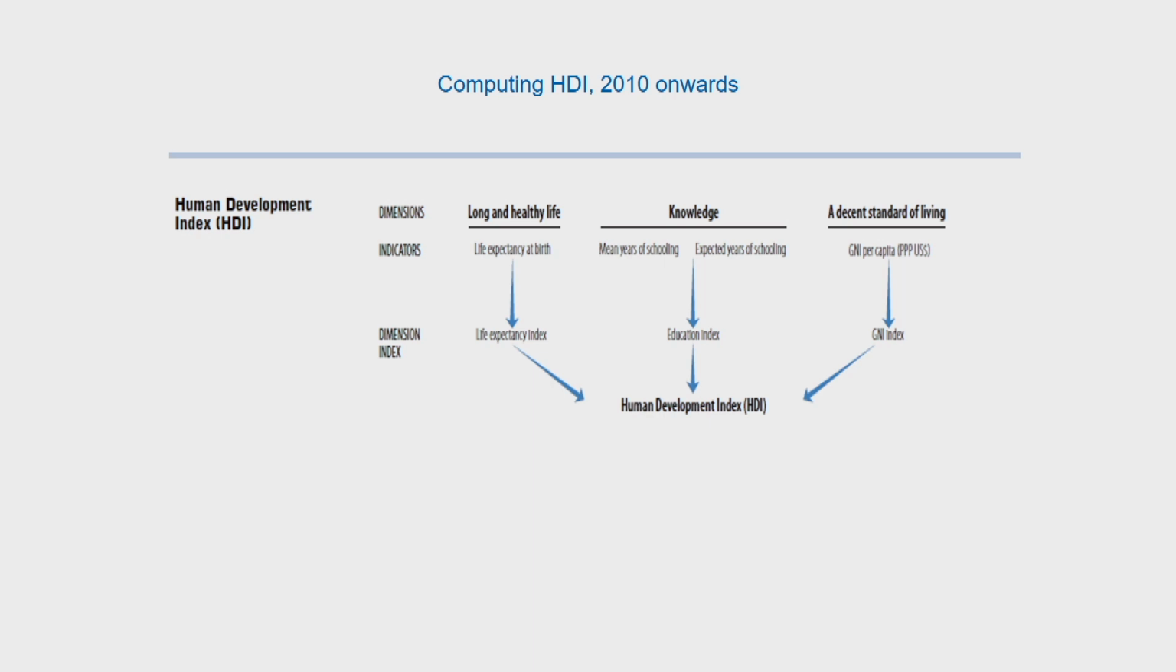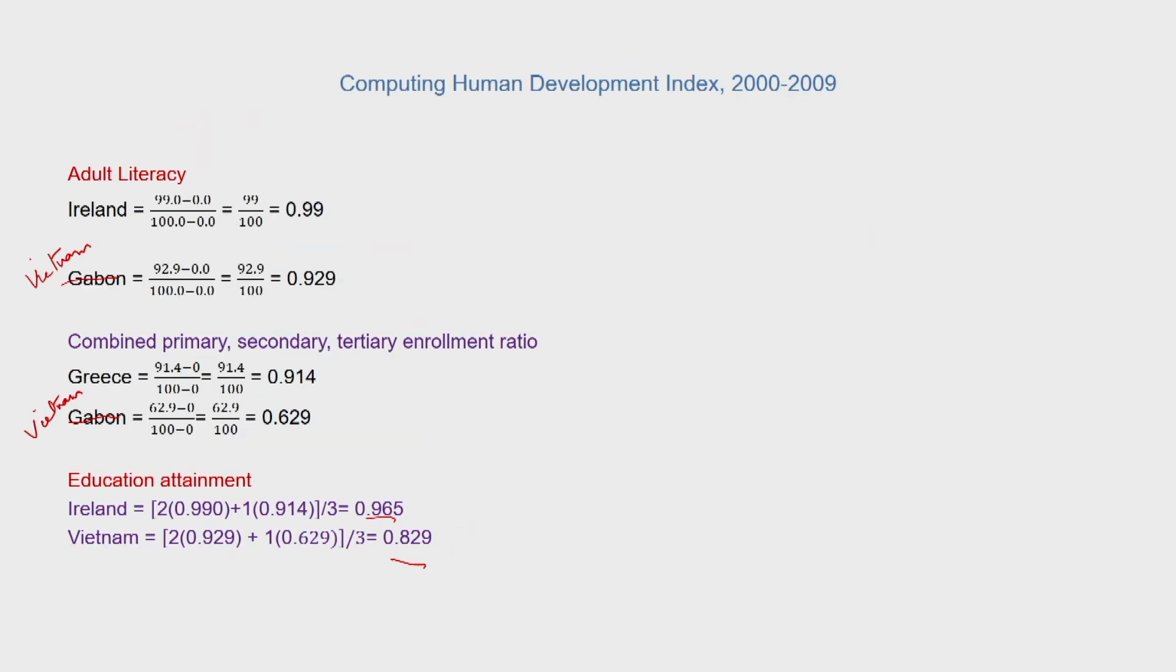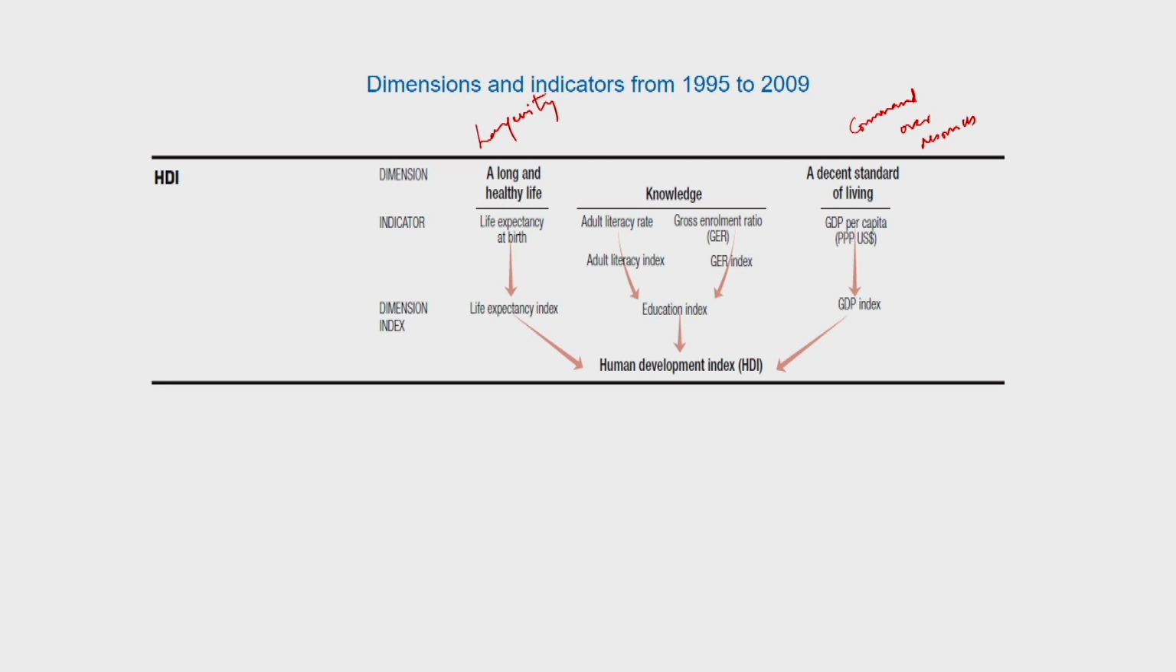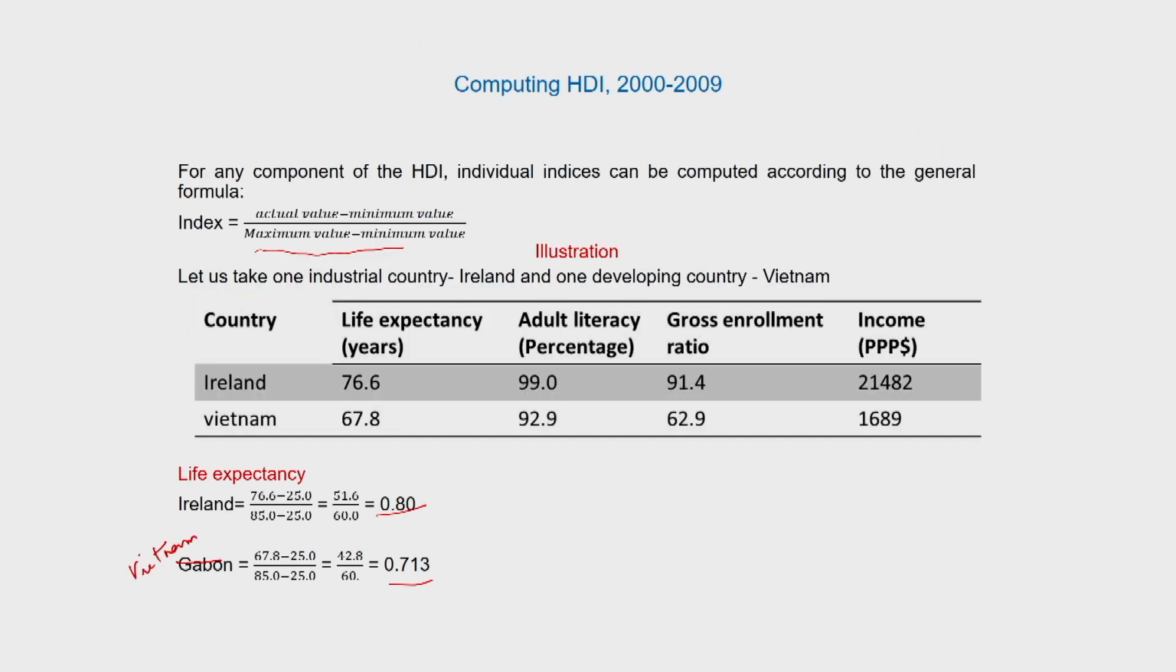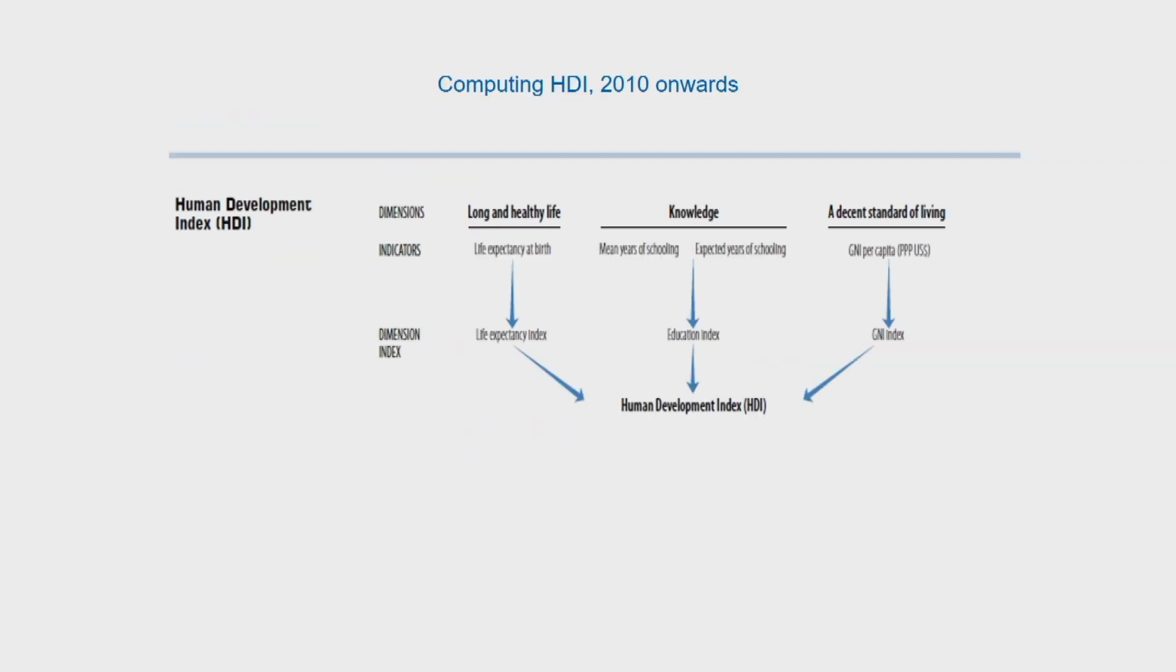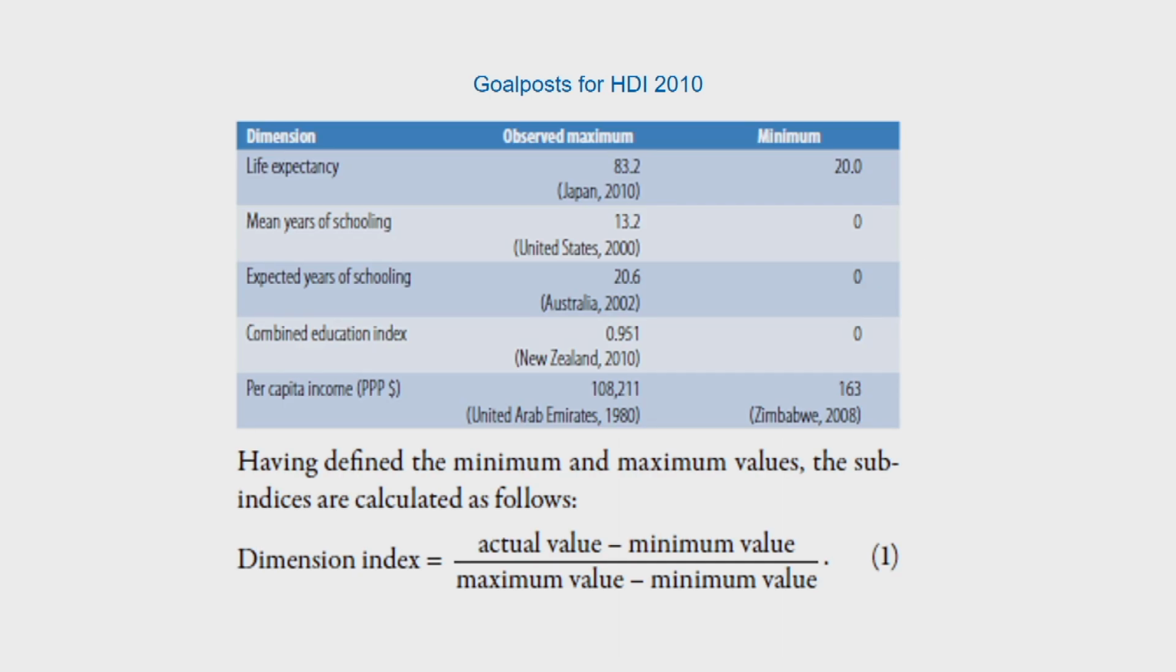So, if you remember in 2000, if you look at this dimension here, the decent standard of living indicator is represented by the GDP, which is a product based calculation of the gross domestic or national output, whereas in 2010 it changed to a GNI index, or a gross national income index, which was considered to be a more representative indicator. So, these were the observed maximum and the minimum, and these were taken from reliable sources.